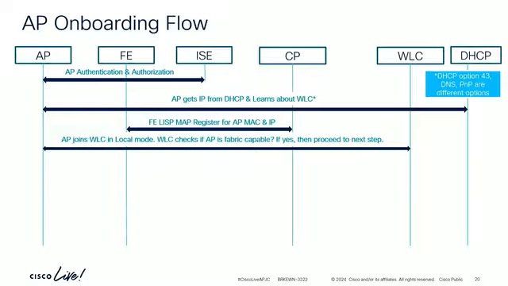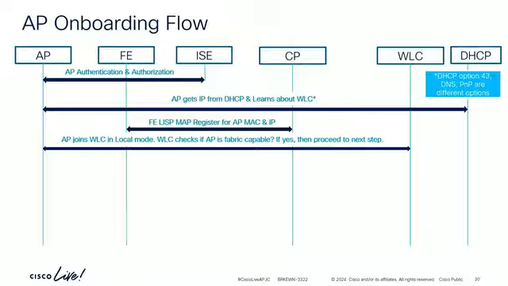Now, once that is done, the Fabric Edge has the information of the IP which is allocated to the AP. How did it get that? Via DHCP snooping. On the Fabric Edge, it has DHCP snooping. So from there, it got to know that the AP has got this IP. And from there, after updating the device tracking database, it informs the CP node. How does it inform? Via LISP map register, where it registers both the MAC address and IP of the AP, okay? And around the same time, in parallel, the AP joins the WLC in local mode.